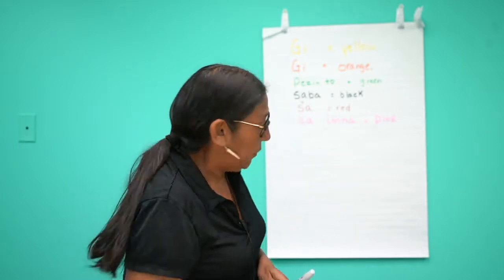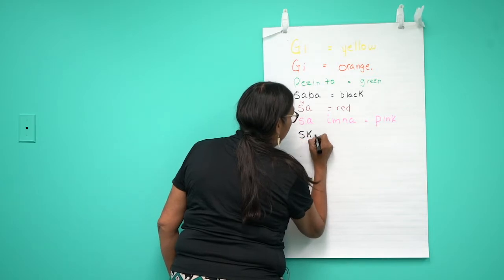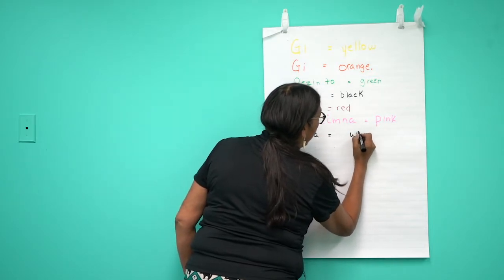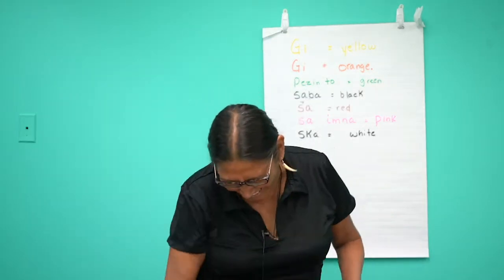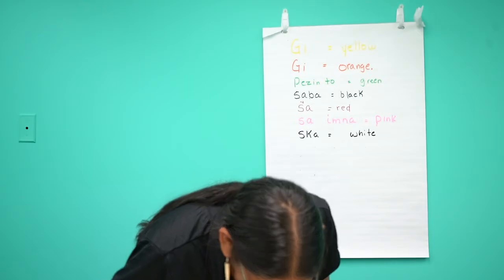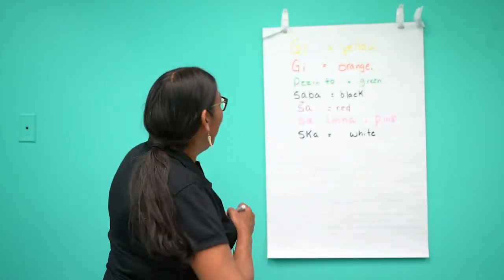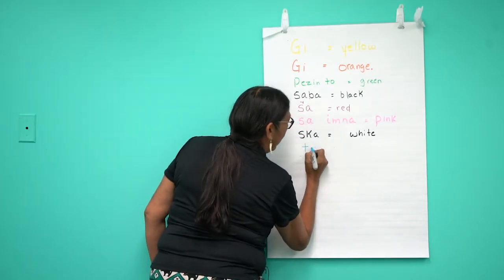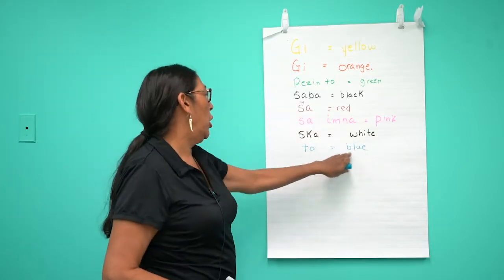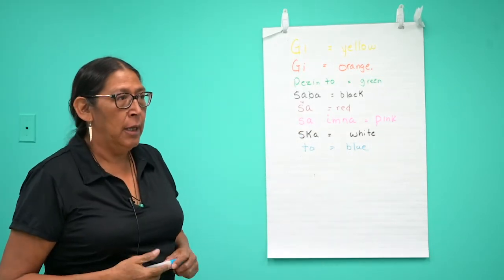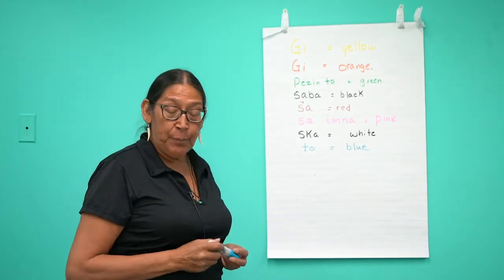I'm just going to use my black marker. Ska. Winchashta ska. That white man. No, kidding. Big smile. Yeah, winchashta ska. Na to. To. Zit gana to. Washtena. That blue bird is beautiful.